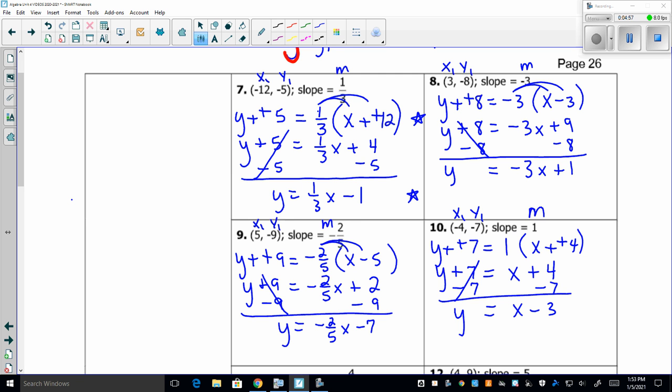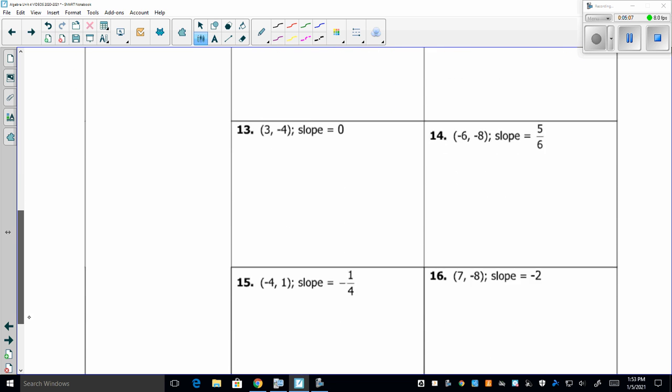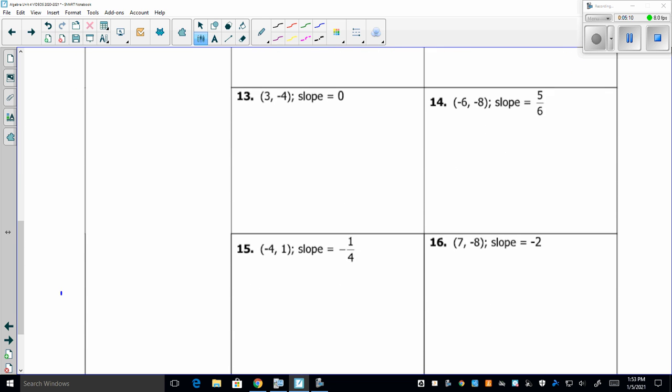And I'm going to skip down here until I get to number 13. Number 13 looks interesting, and number 15 looks interesting. So let's go down to number 13 and 15. So going down to number 13 now, we have x1, y1, and a slope of 0. That's what makes it interesting, because a 0 slope line starts to make a difference. It's a horizontal line, and I know every horizontal line is y equals a number. This is some number here.